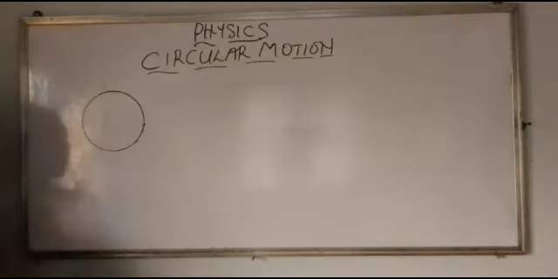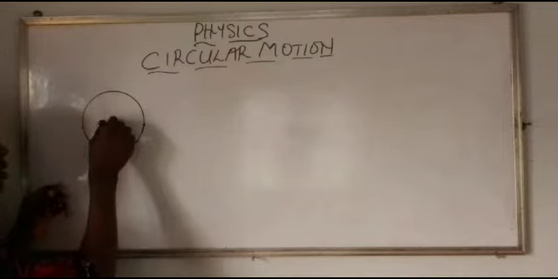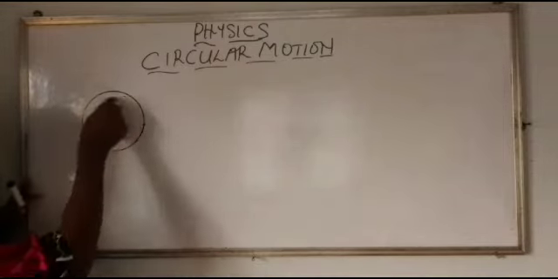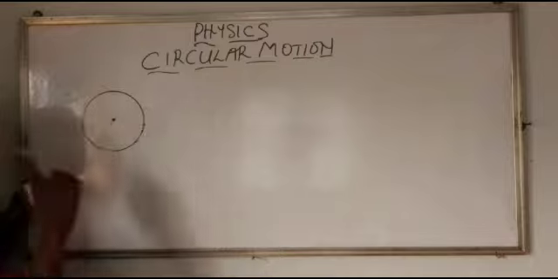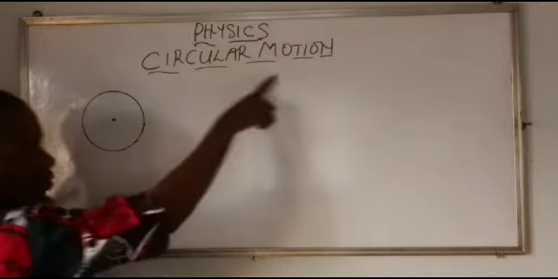So now, when an object is moving about a center, this is the center, where an object is moving about it, alright? That kind of motion is what we call a circular motion.